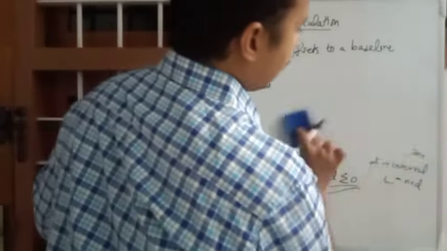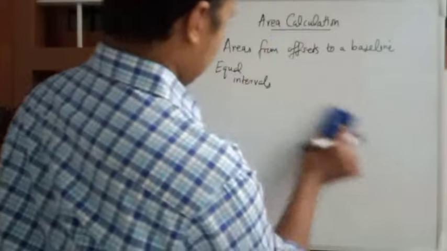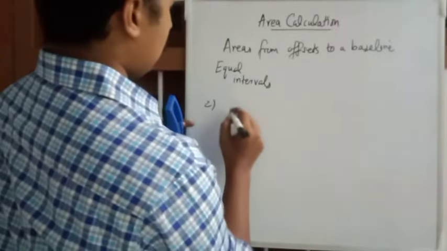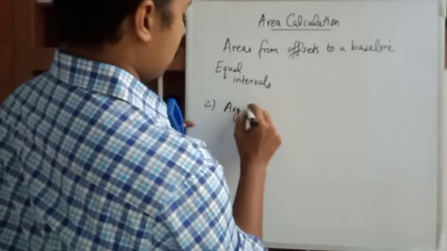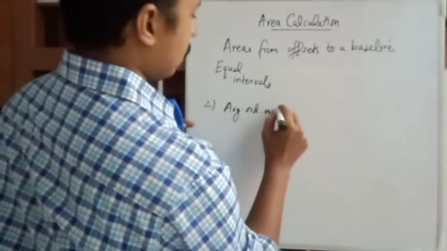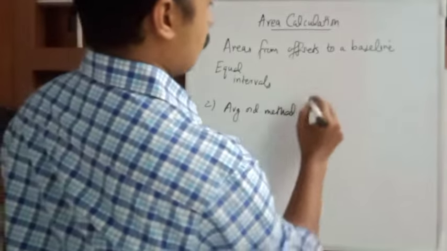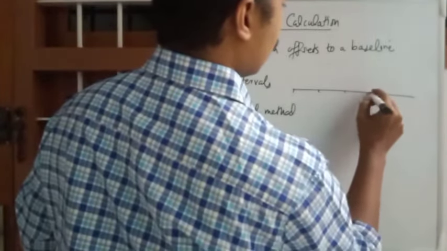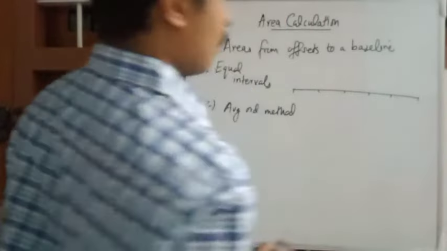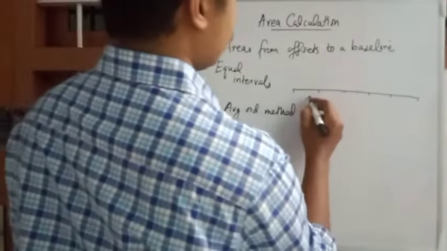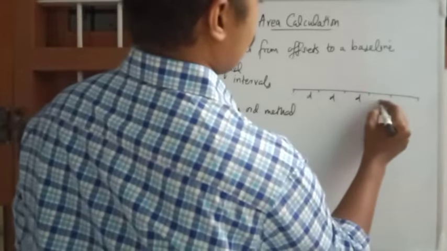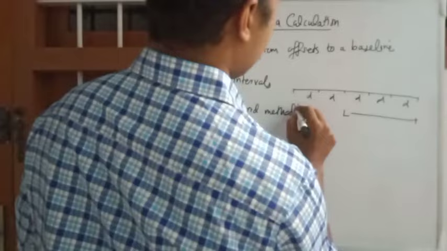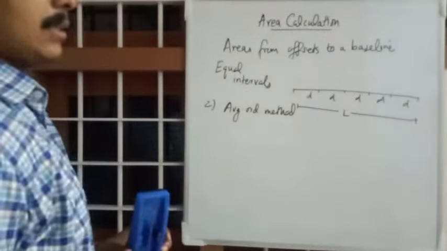The diagram will be a little bit different. Okay, the diagram will be for the second one, the average ordinate method. If this is the baseline with D, L being from here to here, the total length.